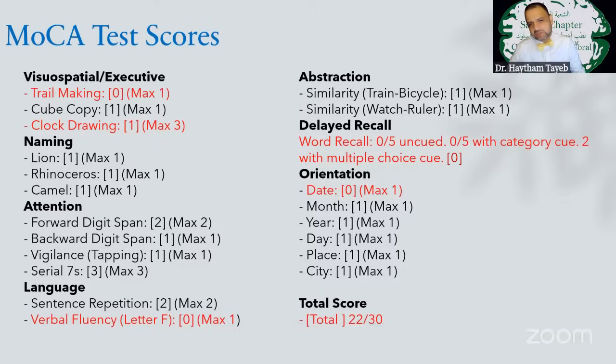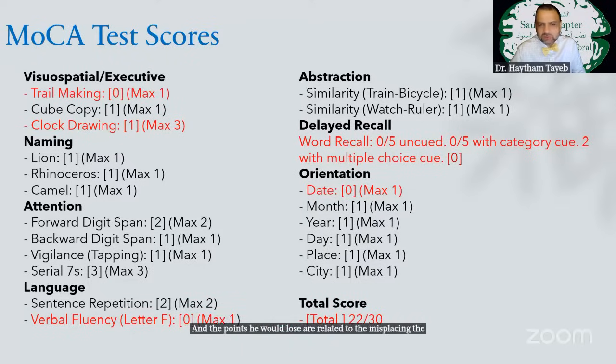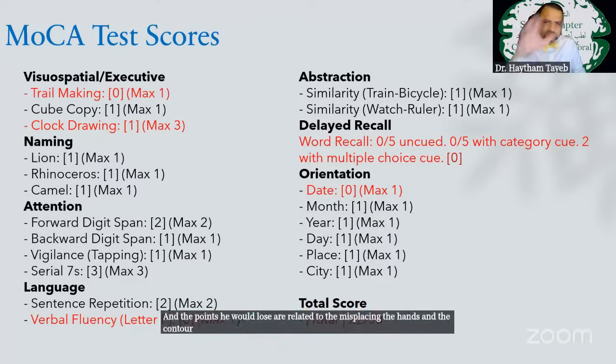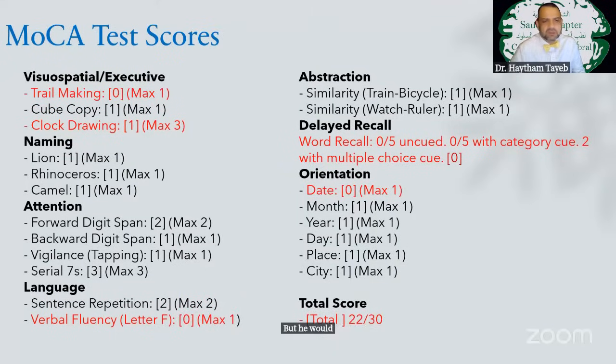This was his exam at the time, a MOCA of 22. Let's see where he lost points. So a bit of frontal dysexecutive. The clock, he lost 2 points with the clock. The points he would lose are related to misplacing the hands and the contour, placing the numbers appropriately. But he would fix himself.